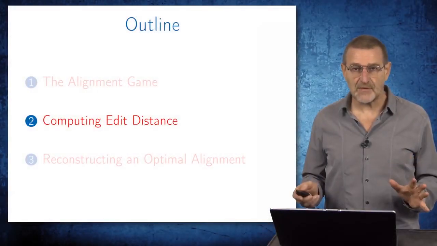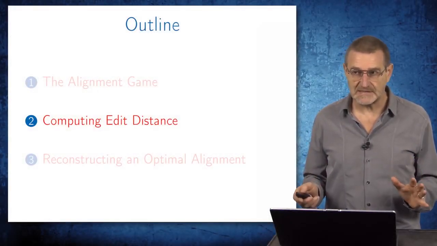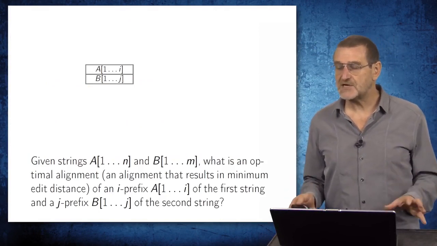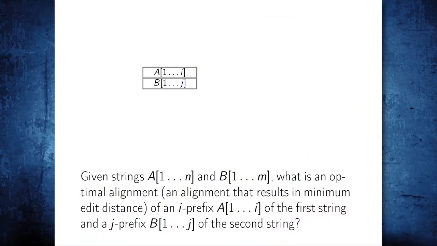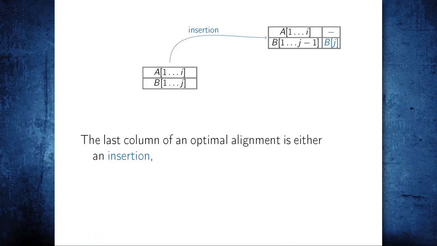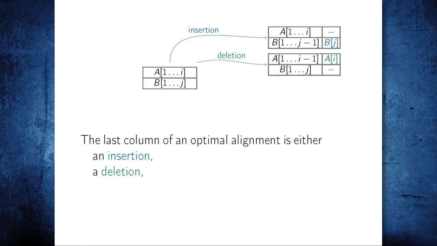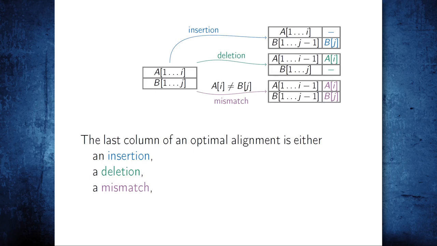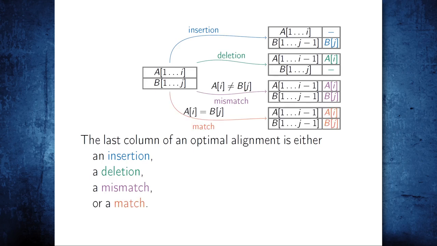Let's now see how the dynamic programming algorithm solves the edit distance problem. We start by considering two strings, A of length n and B of length m, and we ask the question: what is an optimal alignment of the i-prefix of A, which is the first i symbols of A, and the j-prefix of B, which is the first j symbols of B? The last column of an optimal alignment is either an insertion, or a deletion, or a mismatch, or a match.